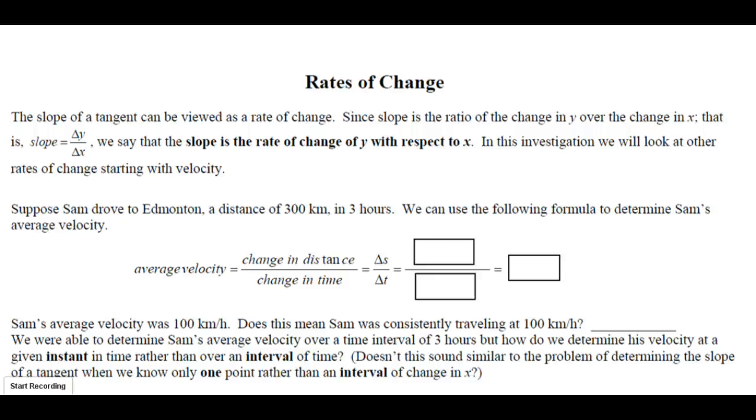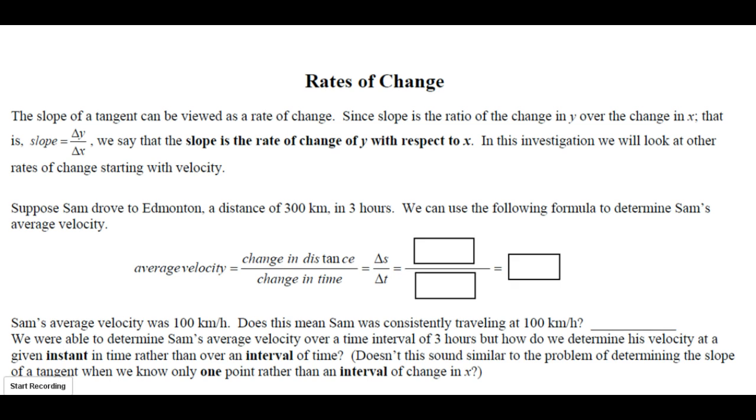Rates of change. Slope of a tangent can be viewed as a rate of change. Since slope is the ratio of the change in y over the change in x, that is, slope is delta y over delta x, we say that the slope is the rate of change of y with respect to x, right? So how is the y value changing with respect to x? In this investigation, we will look at other rates of change, starting with velocity.